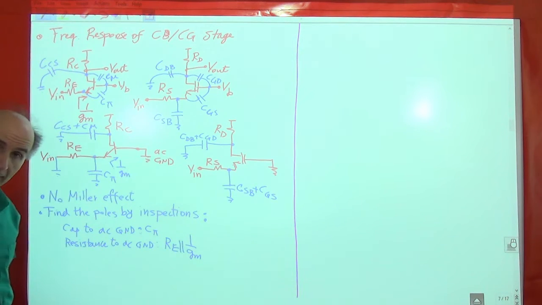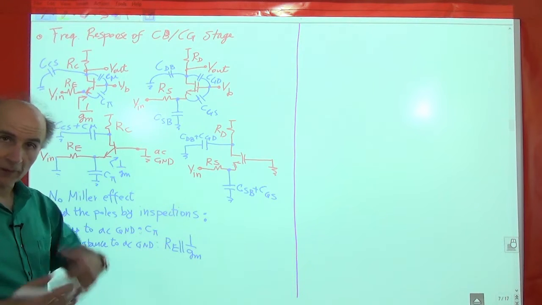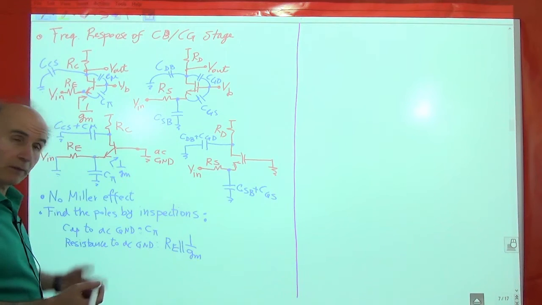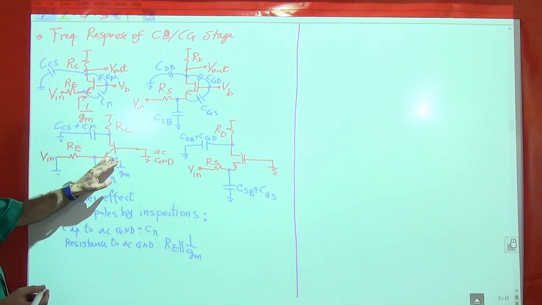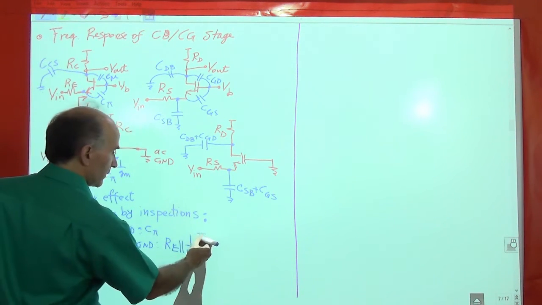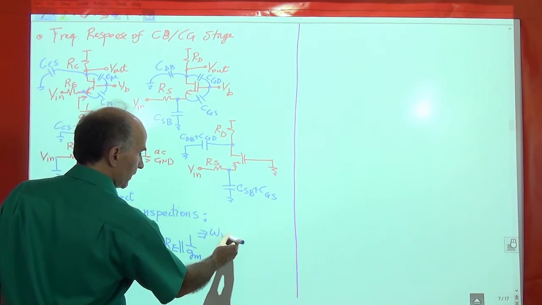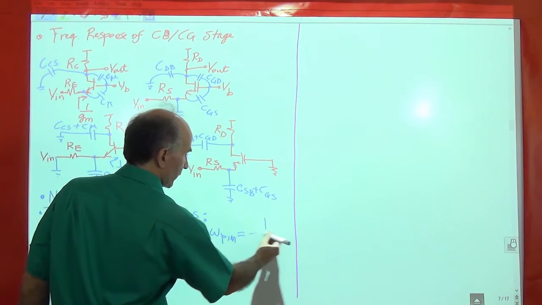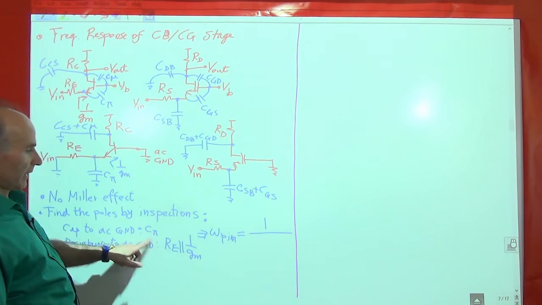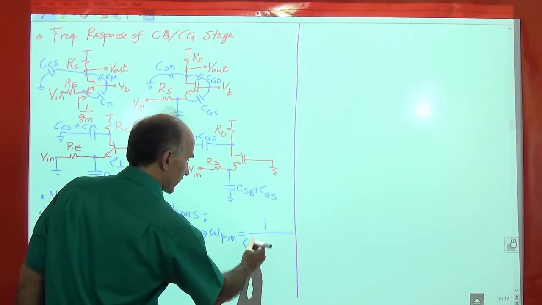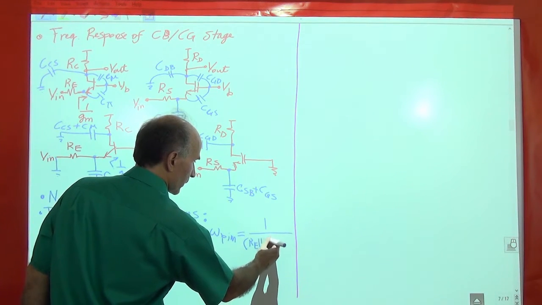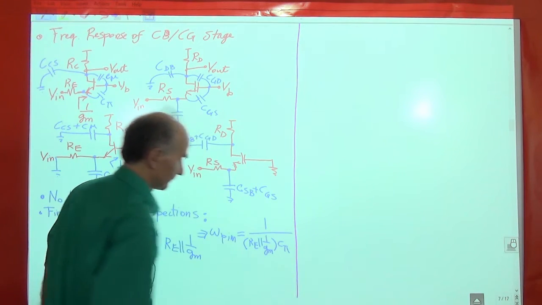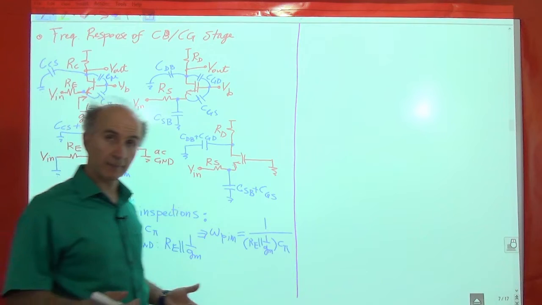Okay, so we found the capacitance, the resistance, we just multiply them, we get the result. So we will maybe call that the input pole because it is in the input signal path. So we say omega P in is equal to 1 over the capacitance and the resistance, right? So RE in parallel with 1 over GM, times C pi. That's it. You see, it was very simple, right?